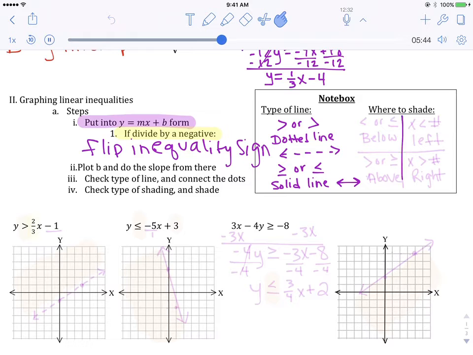So where to shade, we have 4 choices. If you have a less than or equal to, you're going to shade below the line.